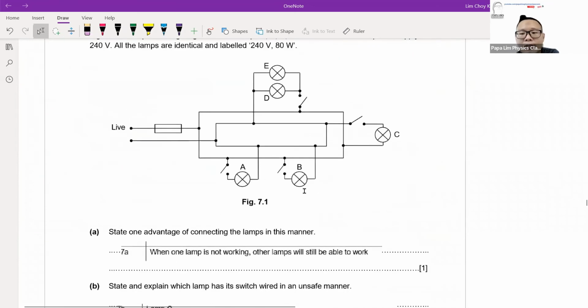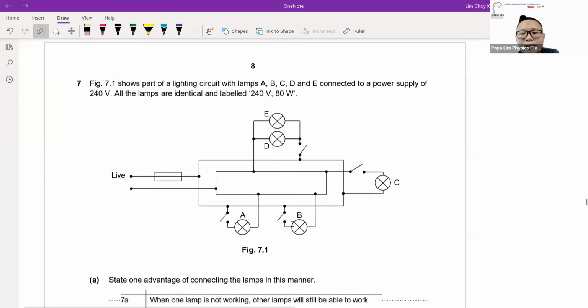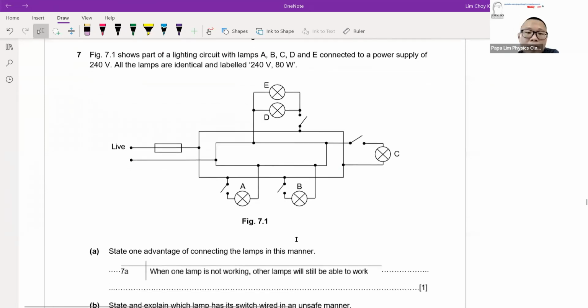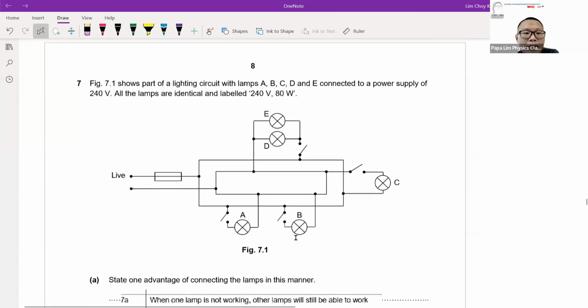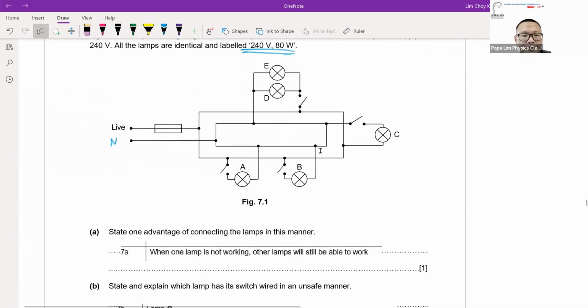Now, question 7 here. Question 7 is a slightly more complicated circuit, whereby I look at the live wire and the neutral wire. Each of the lamps is identical. All the lamps are identical, 240 volts, 80 watts. The power supply is 240. Now, state an advantage of lamps connected in this manner.